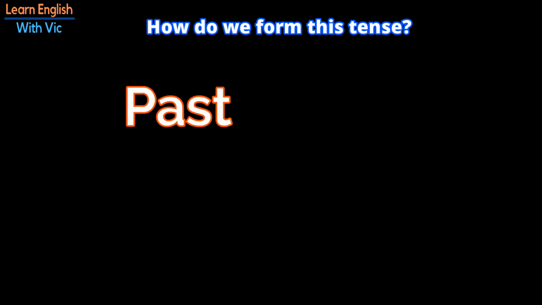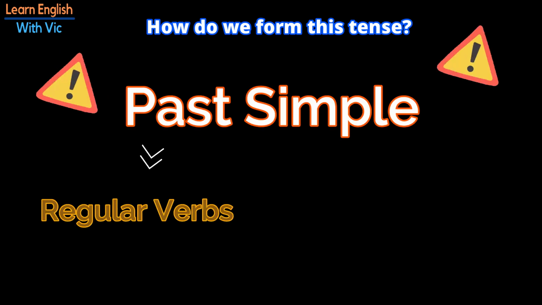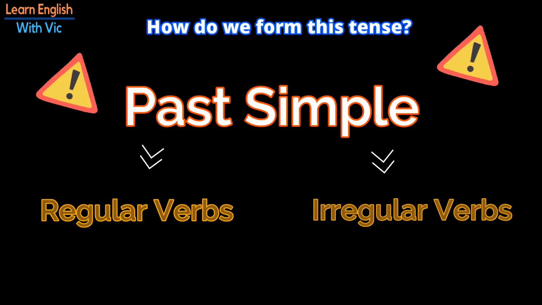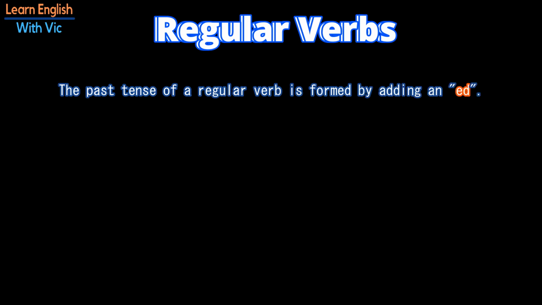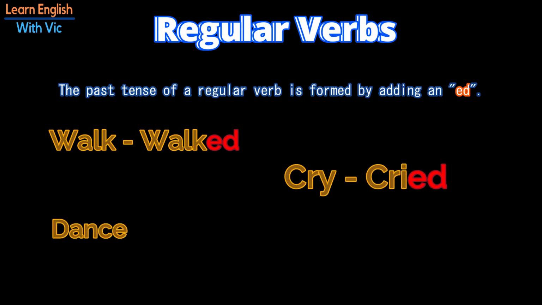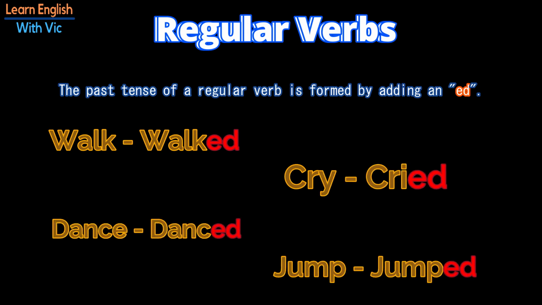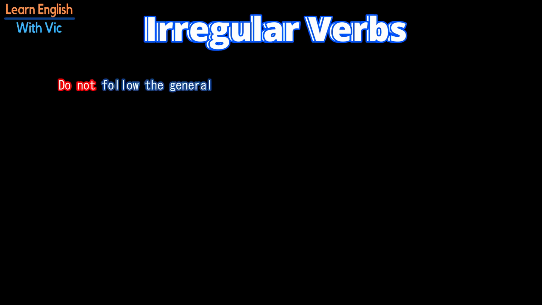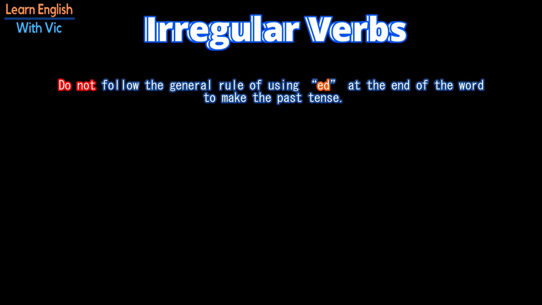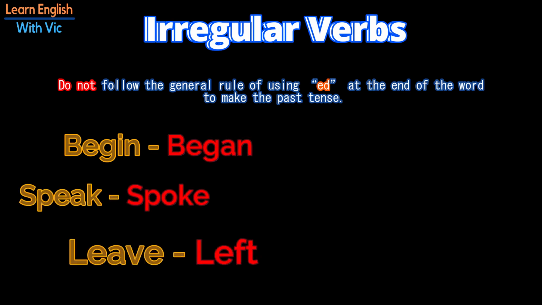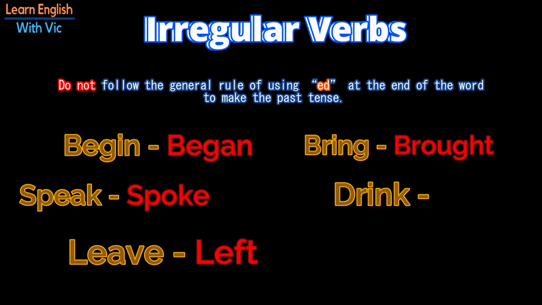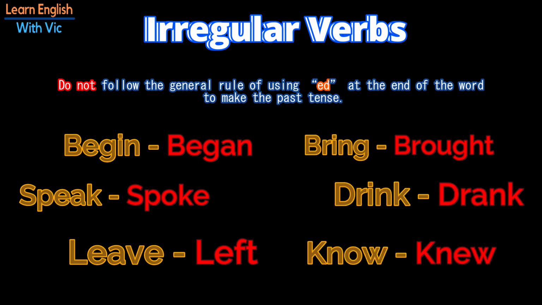But how do we form this tense? Well, the past simple works with regular and irregular verbs, but in their past form. The past tense of a regular verb is formed by adding an ed. For example, walk, walked, cry, cried, dance, danced, jump, jumped. Irregular verbs don't follow the general rule of using ed at the end of the word. For example, begin, began, speak, spoke, leave, left, bring, brought, drink, drunk, know, knew.